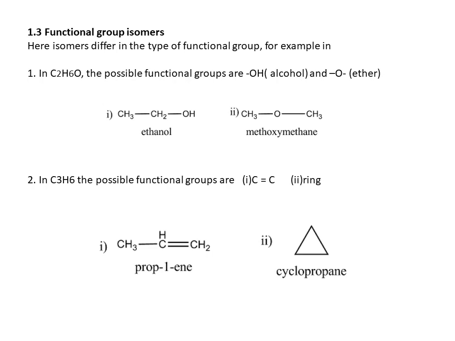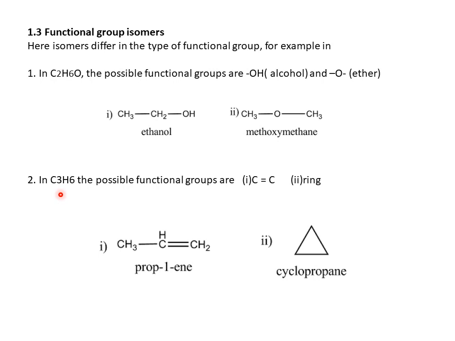Next isomerism is functional group isomerism. Here isomers differ in the type of functional group. For example, in C2H6O, the possible functional groups are OH, alcohol, and ether: CH3CH2OH, ethanol, and dimethyl ether. These two compounds are examples of functional group isomers. Here the functional group is OH, here the functional group is ether.